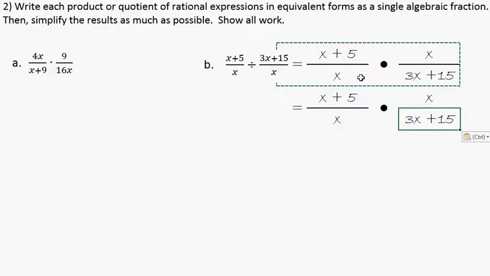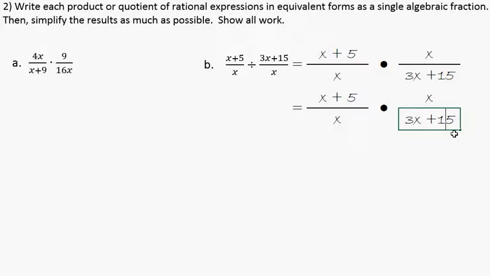There's no factoring that I can do on these. I just have x, and here I have x plus 5. There's nothing in common between the x and the 5 that I can take out. But in the denominator here, I have a 3 in common. I have 3 times x plus 3 times 15. So I'm going to factor out that 3. So I have 3 times x plus 5.